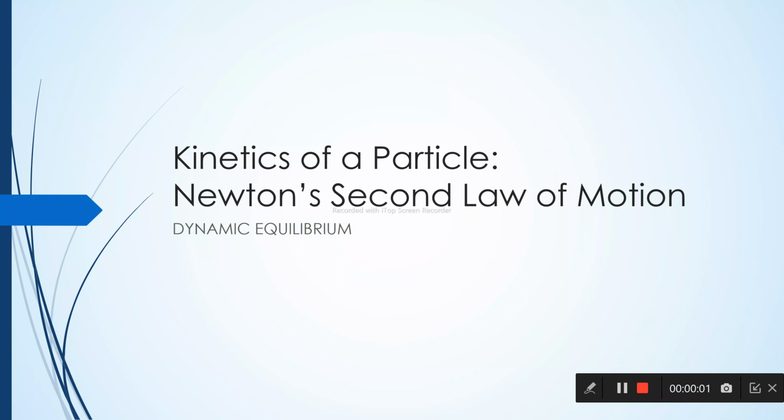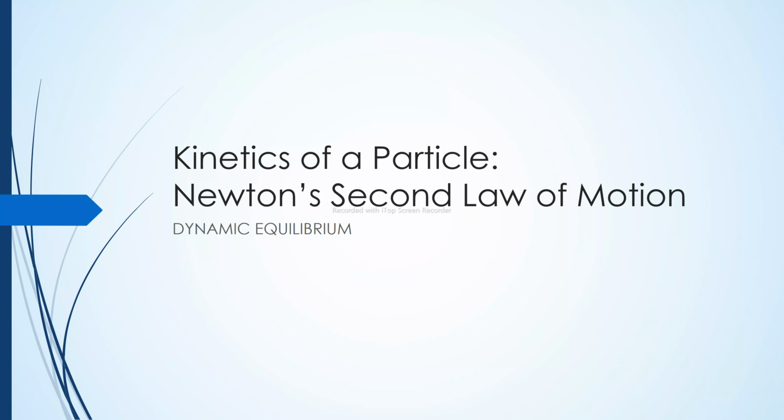Kinetics of a particle. Last time we already discussed the basics, or the introduction, of kinetics of a particle, that this is based on Newton's second law, and then we are considering the dynamic equilibrium of a moving particle. Static equilibrium is when the particle is not accelerating, like in your static rigid bodies. Now we are dealing with particles that are moving. That's why we call it dynamic.